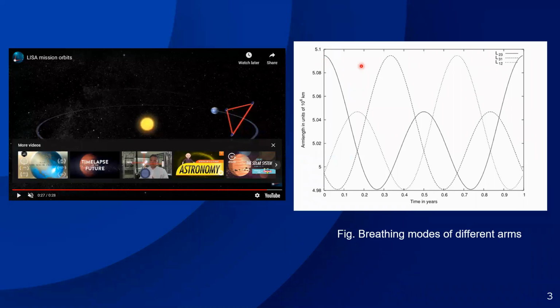Okay, so let us consider this solid line. This is the variation of the distance over a year. You can see that after 6 months, the flexing increases, then decreases, and then increases again in the last quarter of the year. So these are called the breathing modes. This happens not only with this length, but with the other two lengths as well.